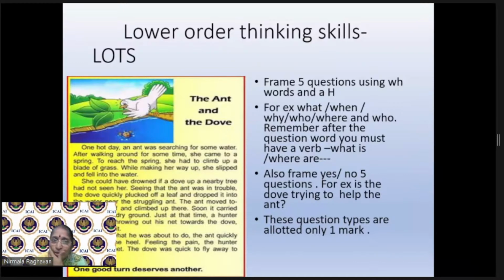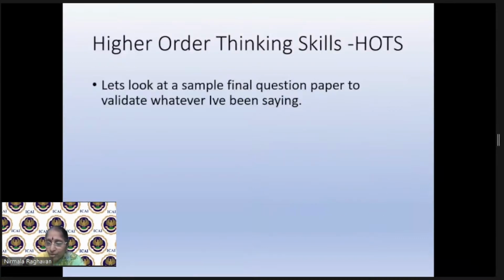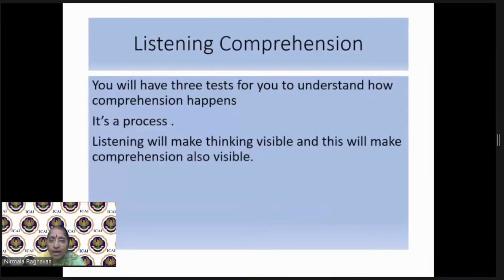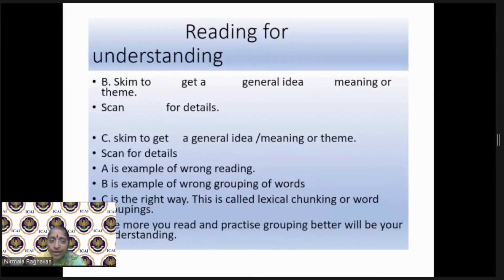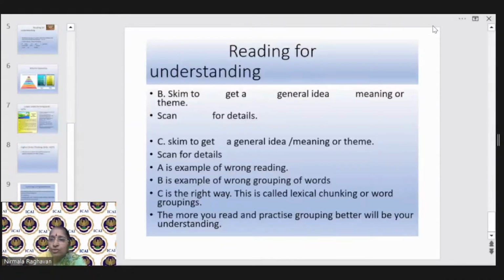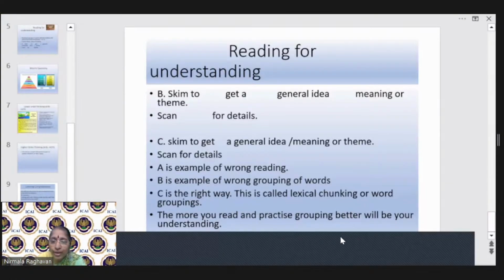Just framing lower order thinking skills questions with WH will let you know that these are the kind of questions that you will get in your question paper. Higher order thinking skills, yes. Now, reading for understanding, this is something that we did. I'm not going to do it again here now. Okay. So there is something more that I want to show you.